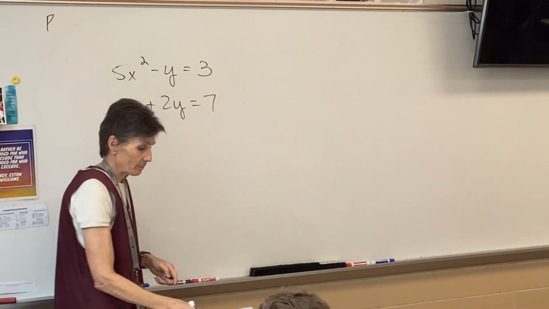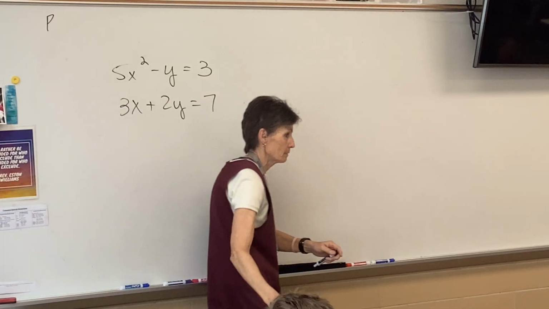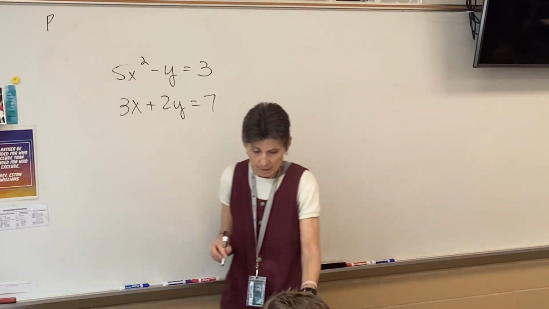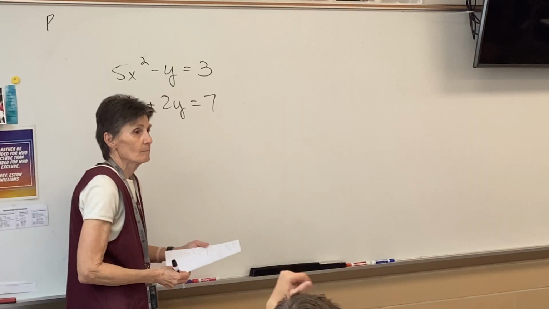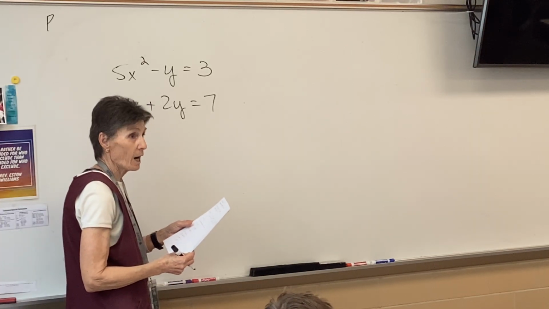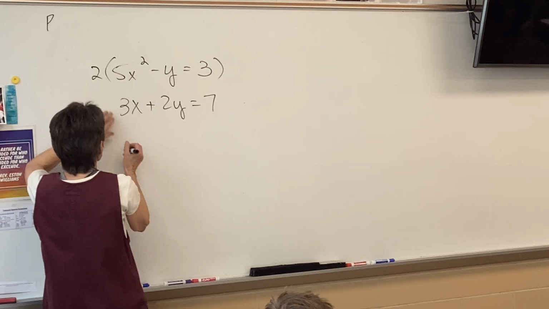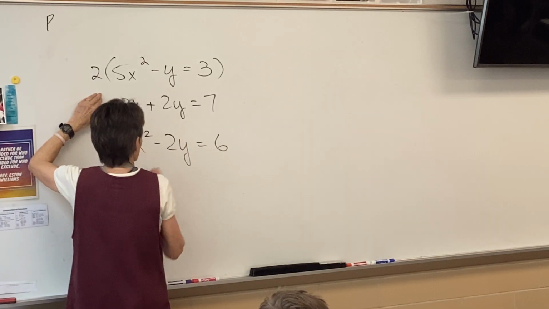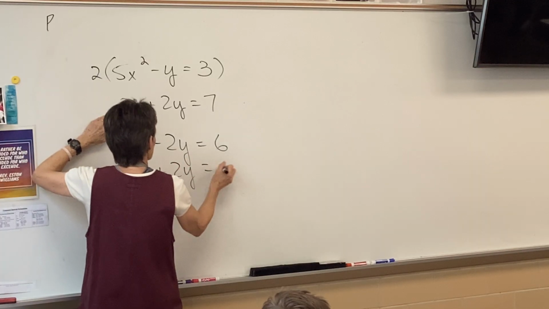What is your thought on this? How do you think we might do it? Elimination. What do you want to eliminate? The y's. Okay, so if you do that, multiply the top by 2, so we have 10x squared minus 2y equals 6. And then 3x plus 2y equals 7.